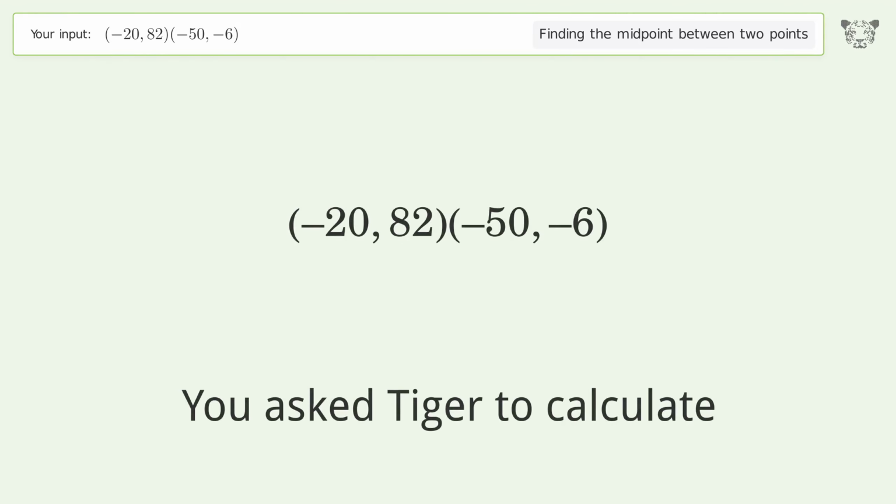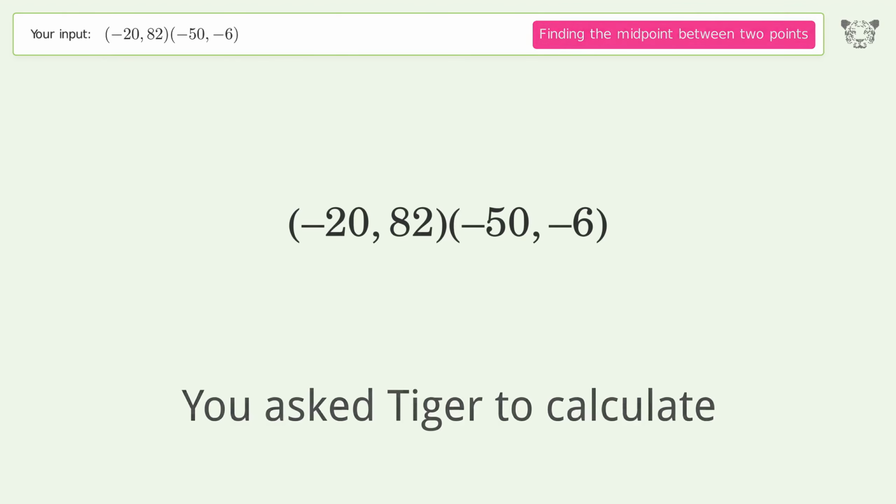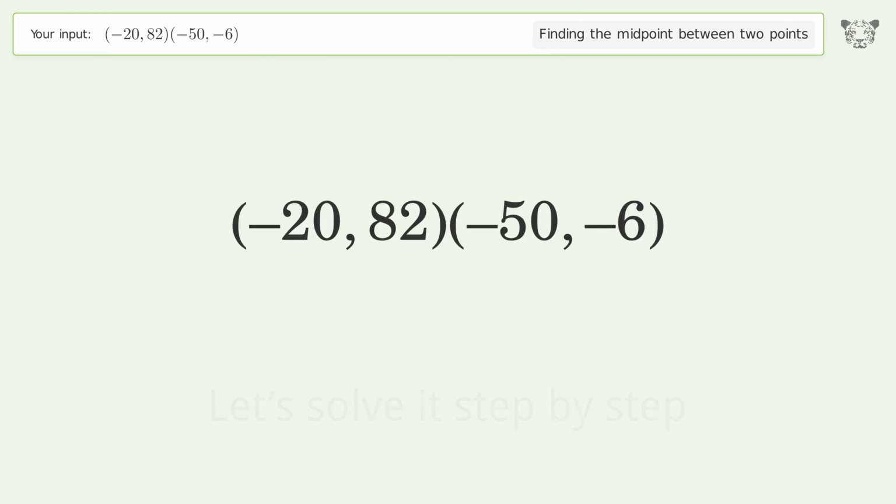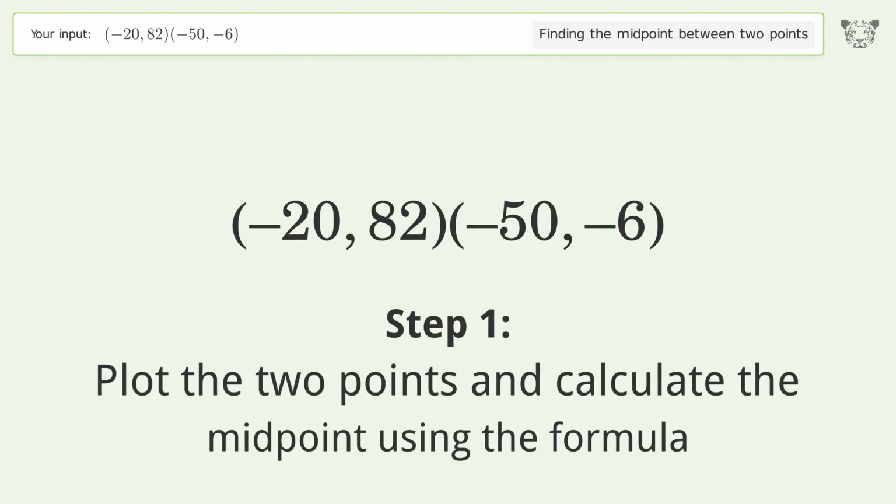You ask Tiger to calculate. This deals with finding the midpoint between 2 points. The midpoint between the 2 points is (-35, 38). Let's solve it step by step. Plot the 2 points and calculate the midpoint using the formula.